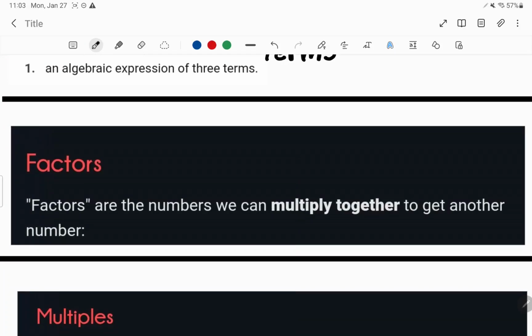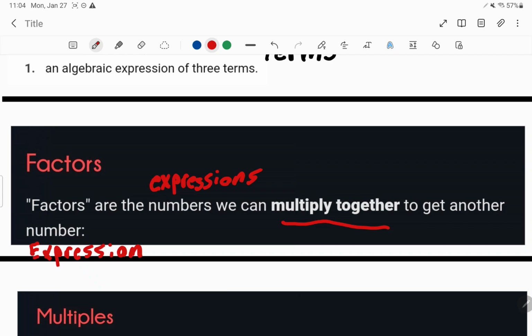Factors are numbers that can multiply together to get another number. That can be either numbers, or in our case today it's going to be expressions. So just copy this: factors are numbers we can multiply, and if you want you can also put expressions here, that we can multiply together to get another number or expression. We're going to have another definition in a bit, but you can put that in there. You can stop the video at any time because it's a lot faster for you to stop and copy everything that we need to copy.